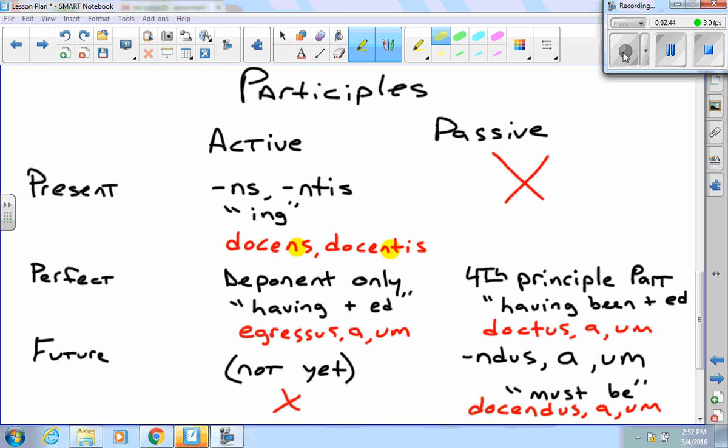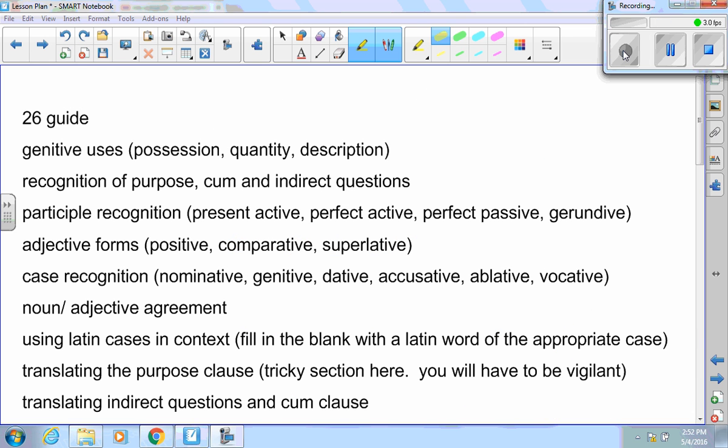We don't know the future active yet. Here's that nd right there to signify the future passive or our gerundive. We translate it as must be. So he or it or she must be taught. Adjective forms, I'm not going to go over. We've done these quite a few times. You have the positive form, comparative form, superlative form. You might look over some of those irregulars, like bonus or magnus.